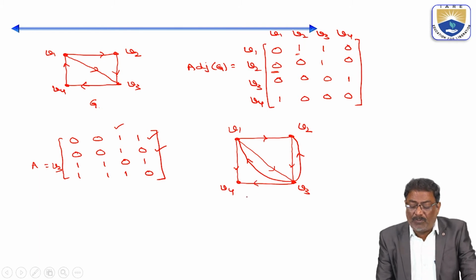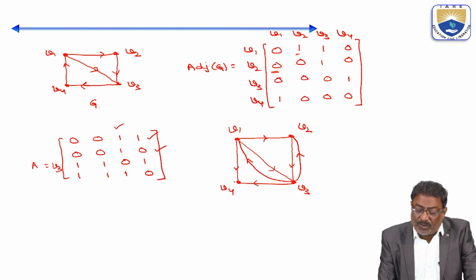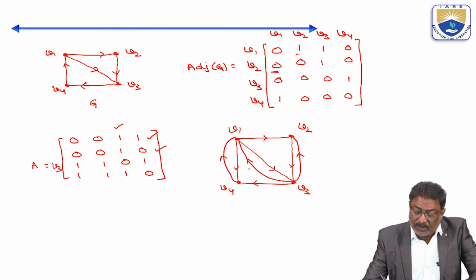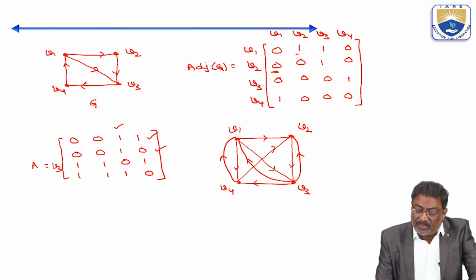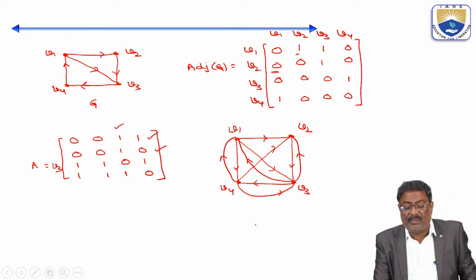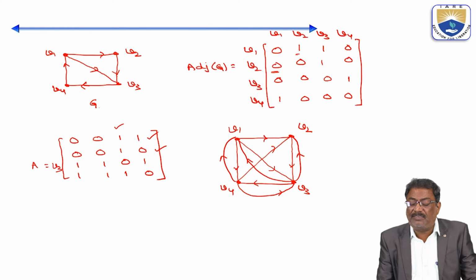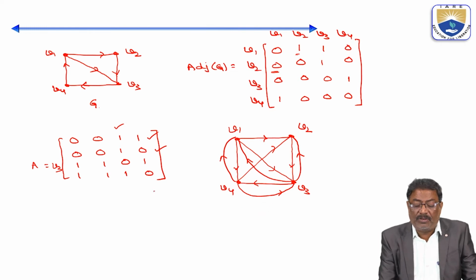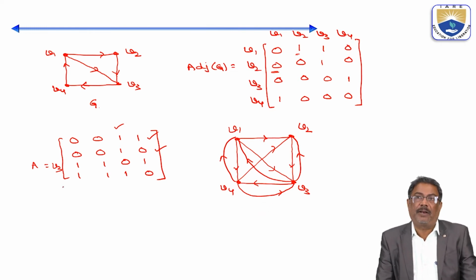Now V4. V4 to V1, there is an edge. V4 to V2, there is an edge. Then V4 to V3, there is an edge, like this. So this is the directed graph of the given adjacency matrix.